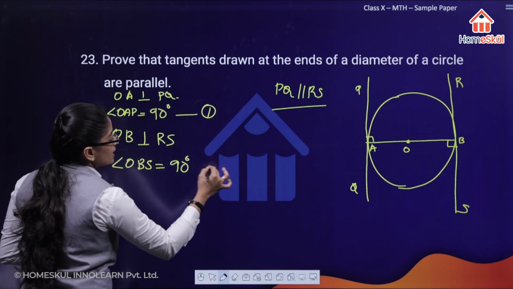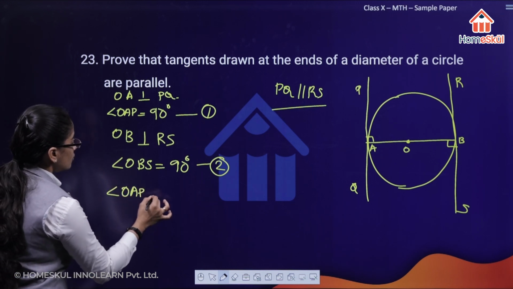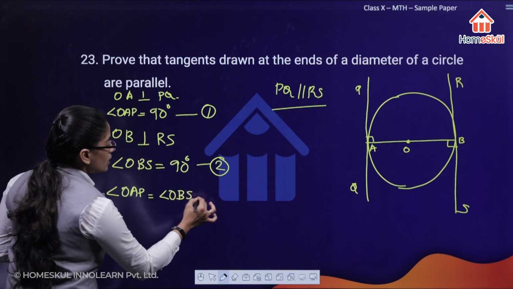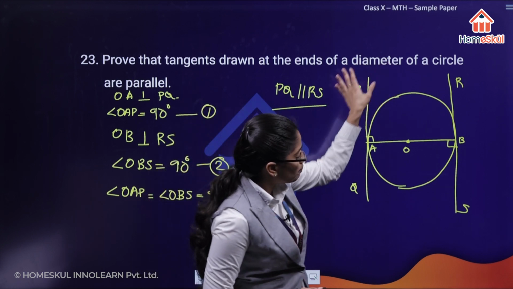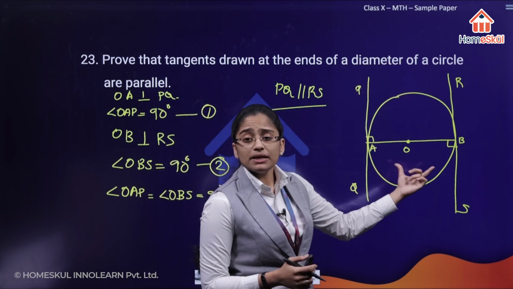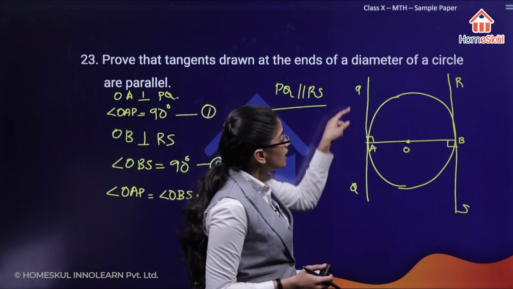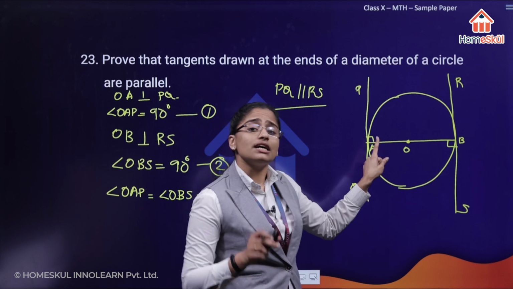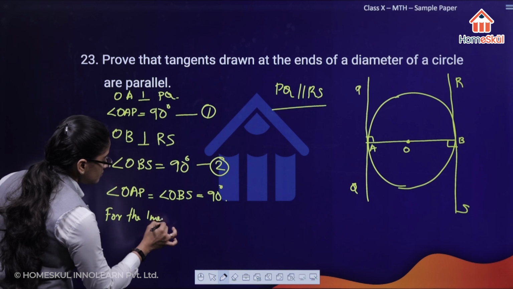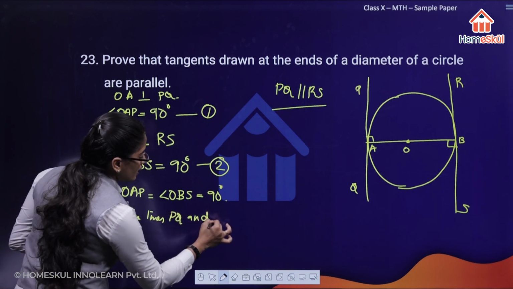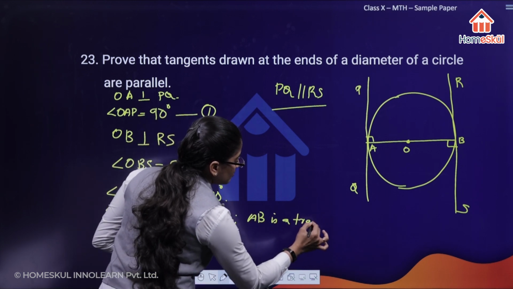From 1 and 2, what could we conclude? Angle OAP is equal to angle OBS, which is equal to 90 degrees. For PQ and RS, AB is a transversal, isn't it? Here, we are getting the alternate interior angles equal, right? For the lines PQ and RS, AB is a transversal.